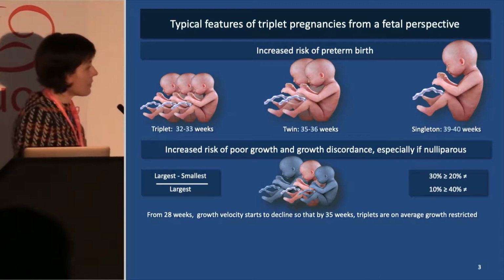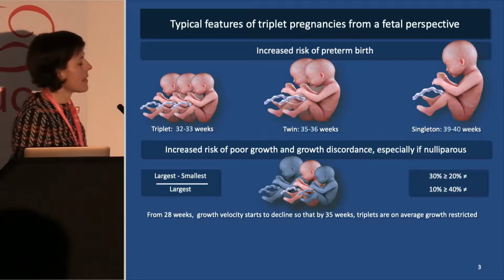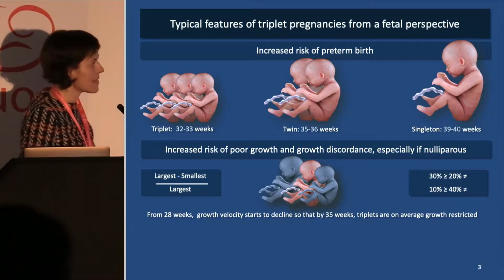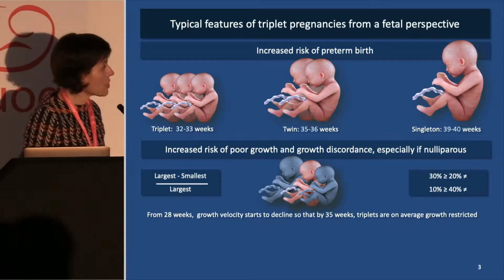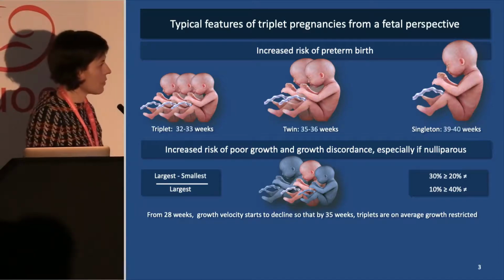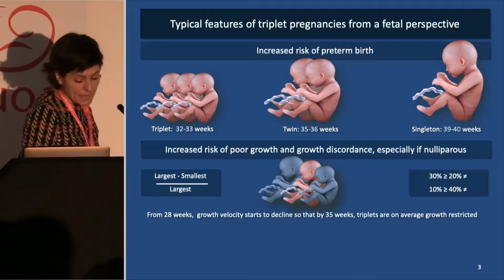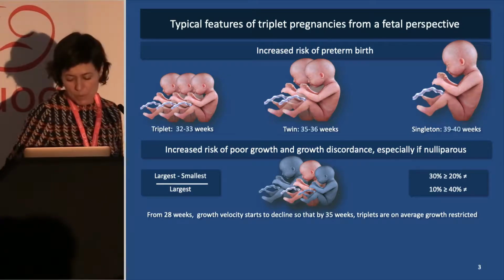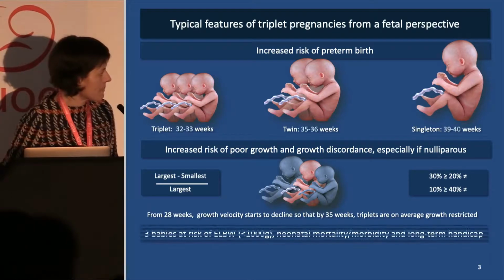And we see that growth is usually similar to singletons up to 28 weeks, but from 28 weeks onwards, we see that the growth velocity declines. And if they are delivered at 35 weeks on average, triplets will be growth restricted according to singleton standards. And that's logical because the bigger the baby gets, the more it needs and the less likely the womb is able to provide and accommodate the needs of these babies.